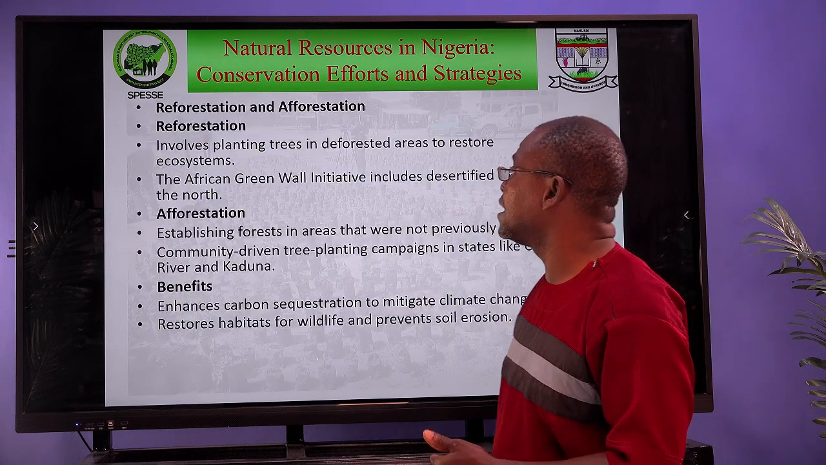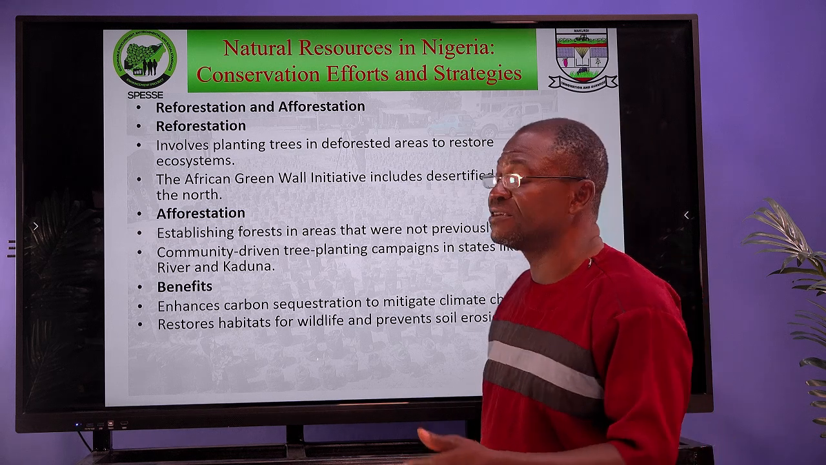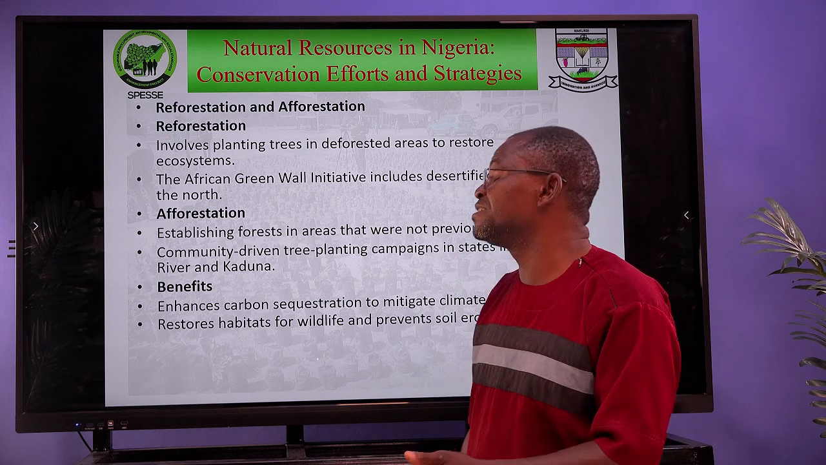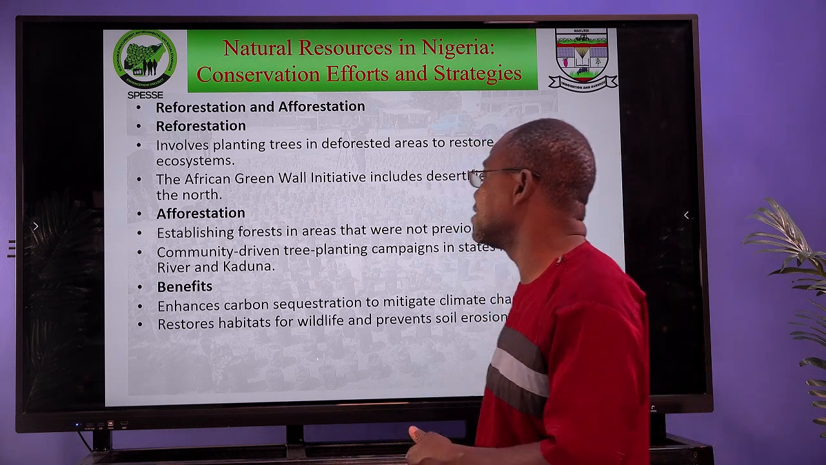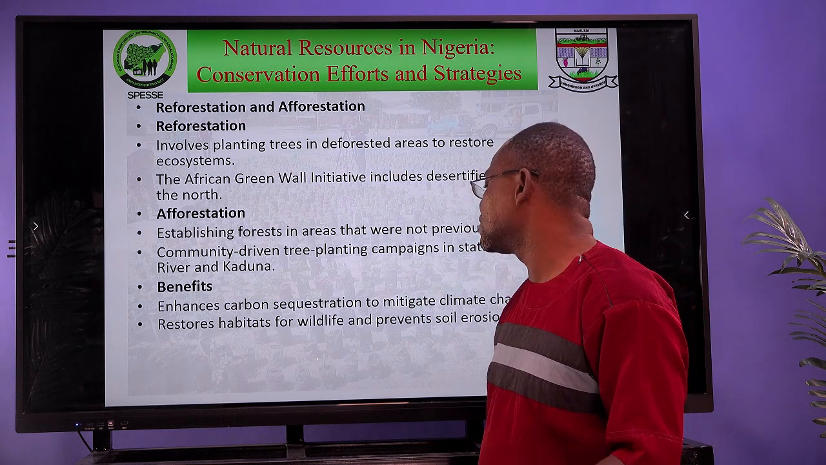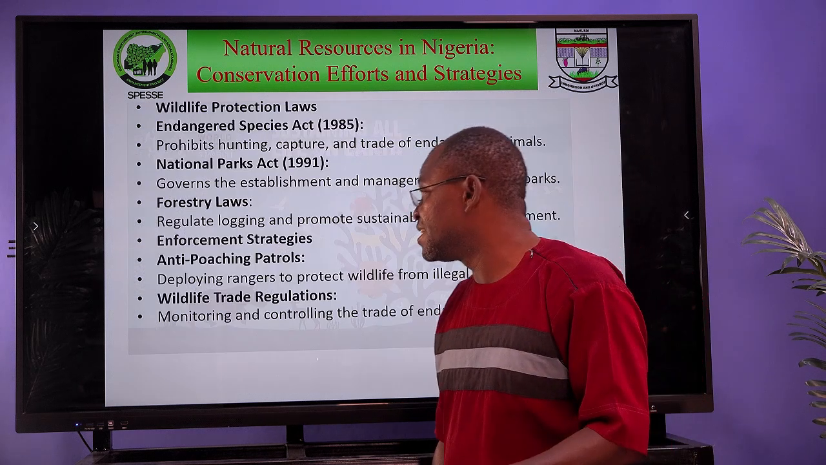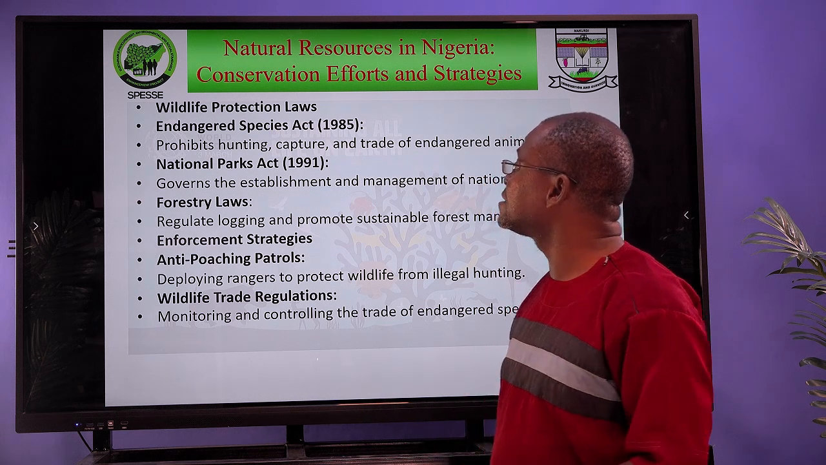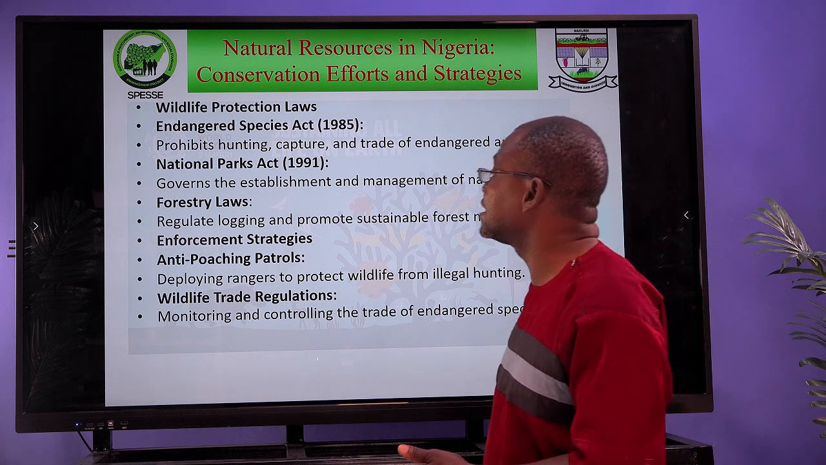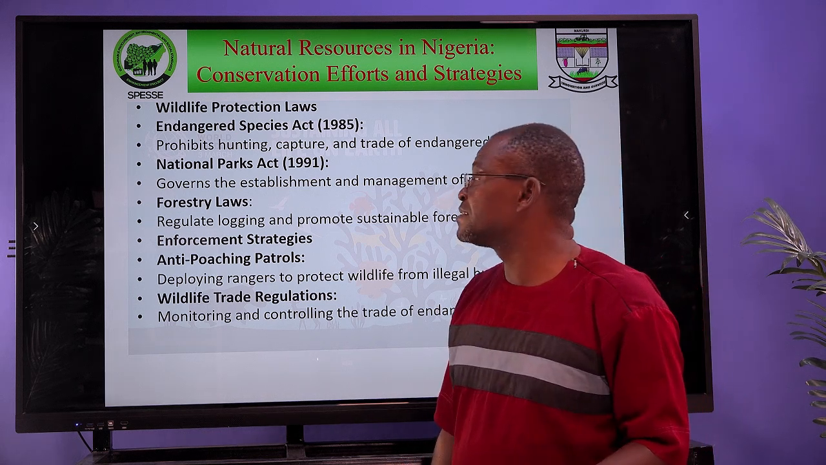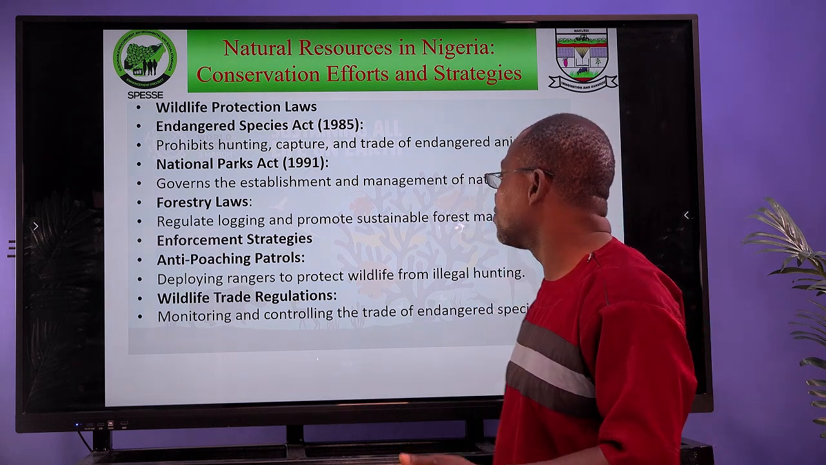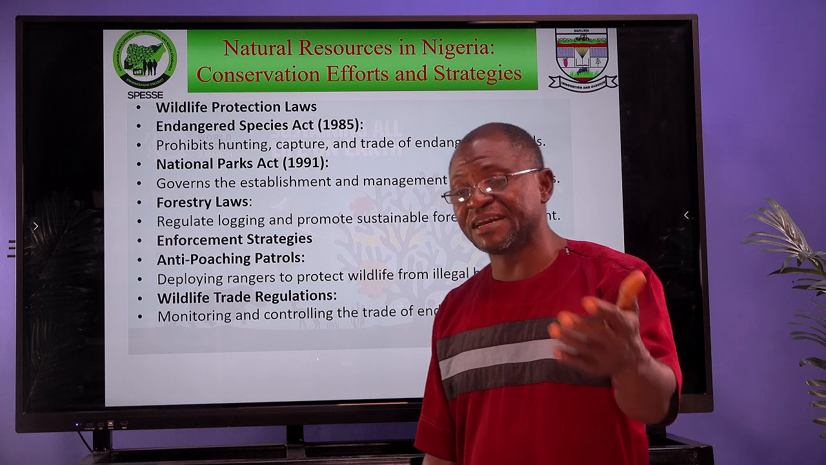Another effort at conservation of natural resources includes reforestation and afforestation. Reforestation means that we are re-establishing the forest. Afforestation means starting afresh, or community-driven tree planting campaigns. This enhances carbon sequestration that can also mitigate climate change. We have enacted wildlife protection laws, including the Endangered Species Act 1985, the National Parks Act 1991, and several other forestry laws that aim to regulate logging and promote sustainable forest management.